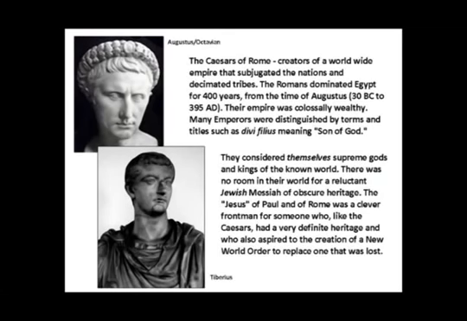We turn again to the Caesars of Rome. These are creators of a worldwide empire that subjugated the nations and decimated tribes. The Romans dominated Egypt for 400 years, from the time of Augustus in 30 BC to 395 AD. Their empire was colossally wealthy. Many emperors were distinguished by terms and titles such as Divi Filius, meaning Son of God. They considered themselves supreme gods and kings of the known world.